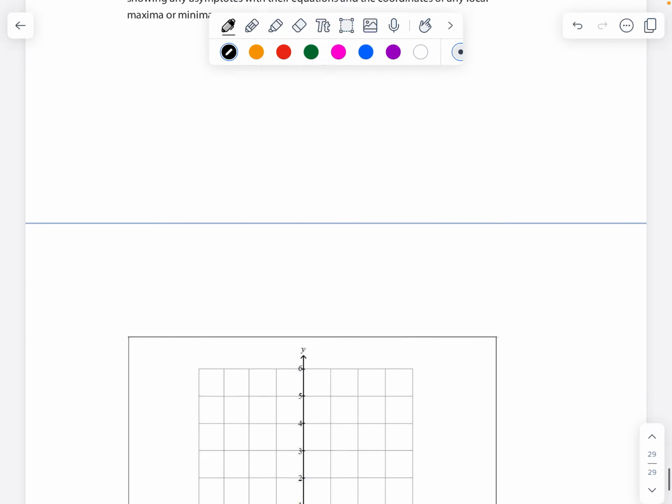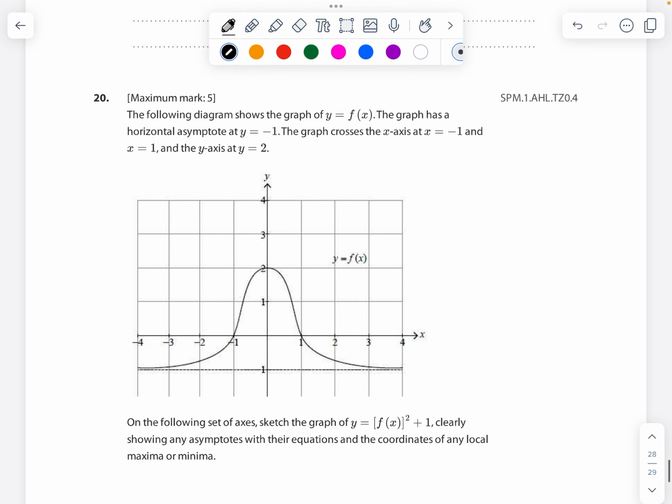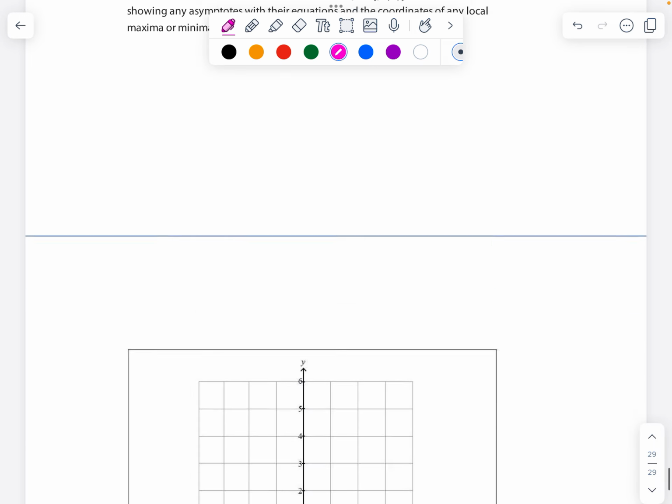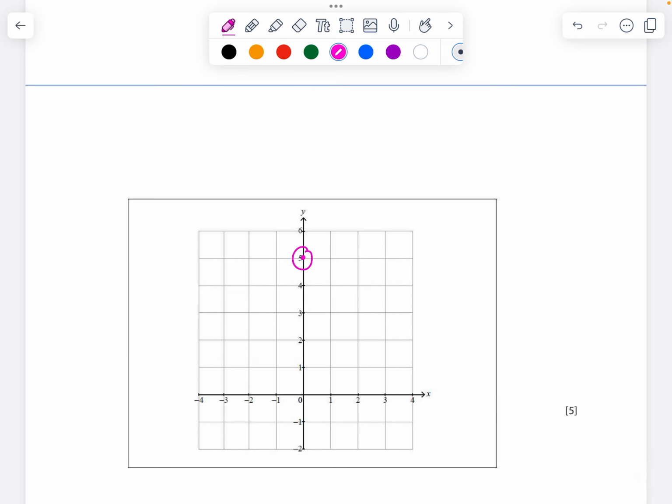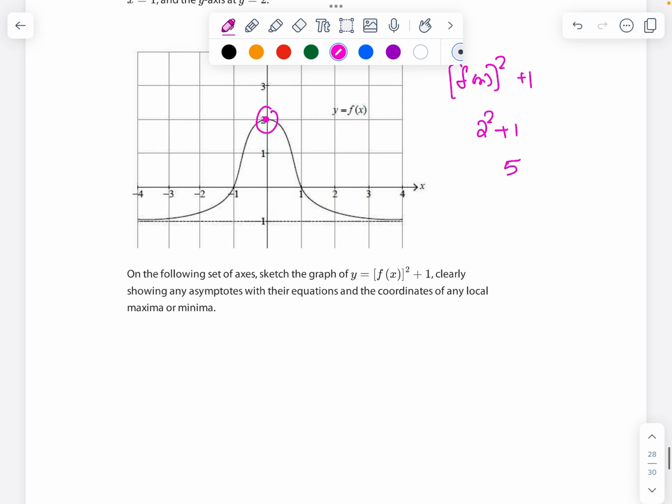So what am I going to do? This point is 2. So f of x whole square. It is being asked f of x whole square. So 2 square plus 1. So 5. That point will become at 5. The maximum point becomes at 5. Now for this point it is minus 1. Minus 1 whole square plus 1. So it becomes nothing but 2. This point passes through 2.